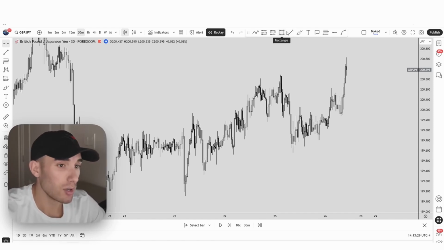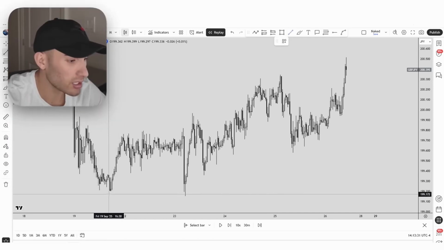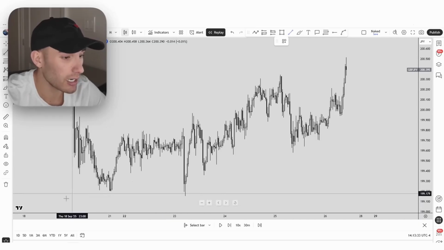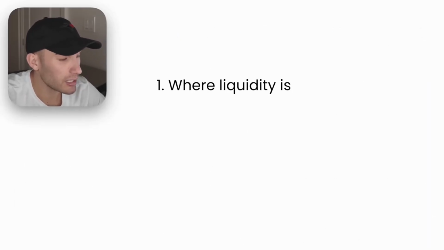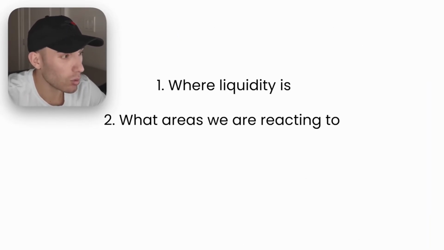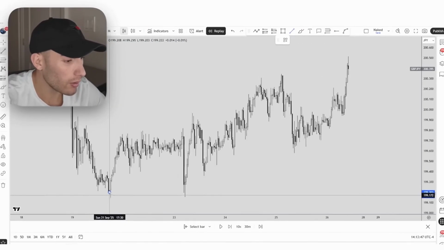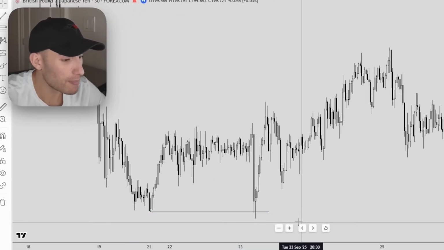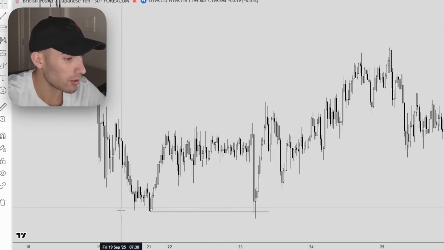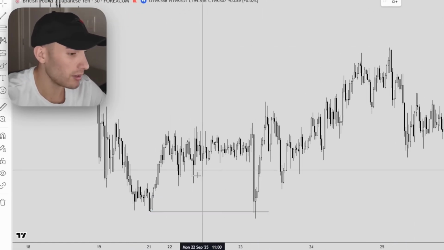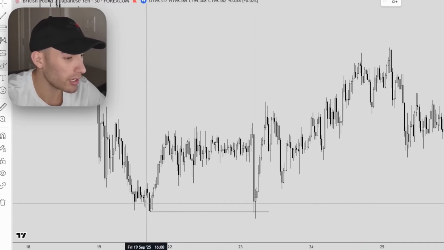So what I usually like to do is just focus on the overall swing points, right? I just want to see where liquidity is, what areas we're reacting to, what highs and lows have been swept, and then react accordingly. So right away I can see at the lows down here, price has swept out previous lows. Now why is this important? Why is this run on liquidity important?